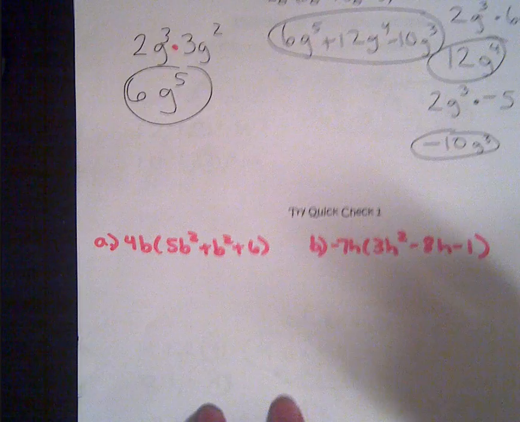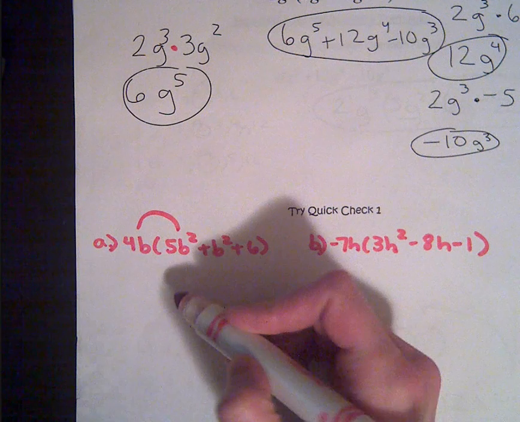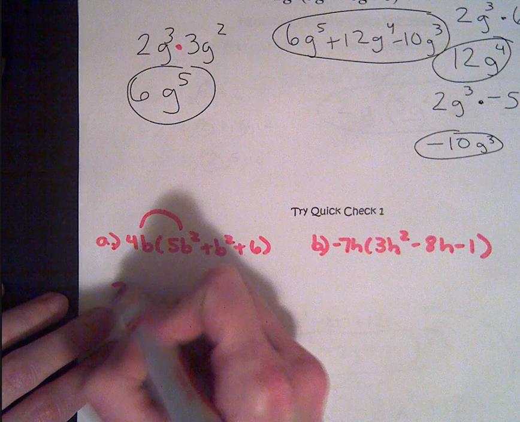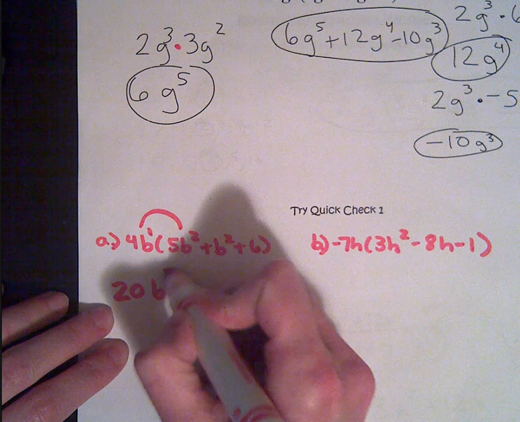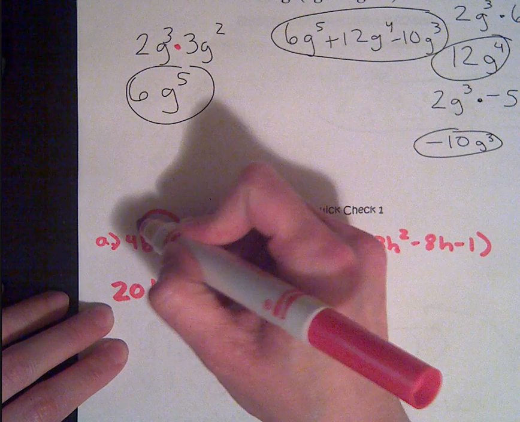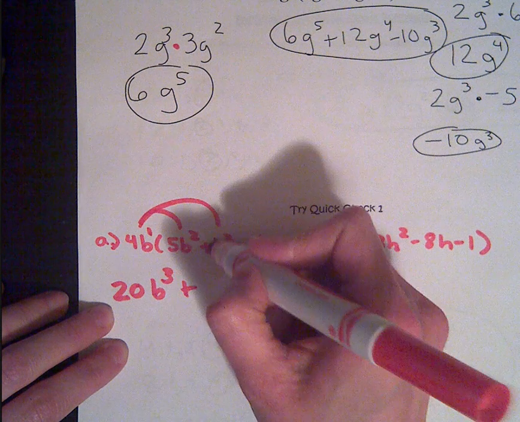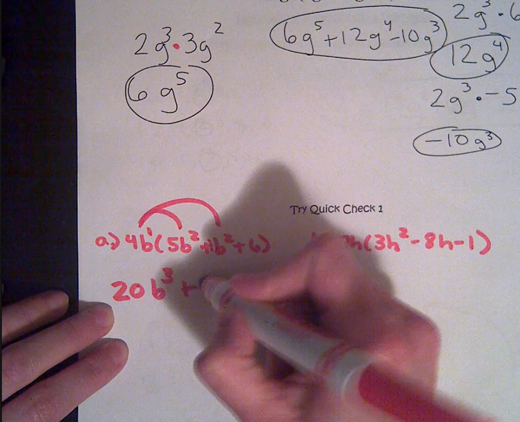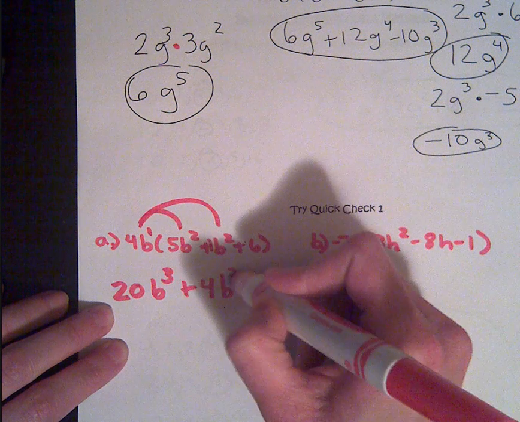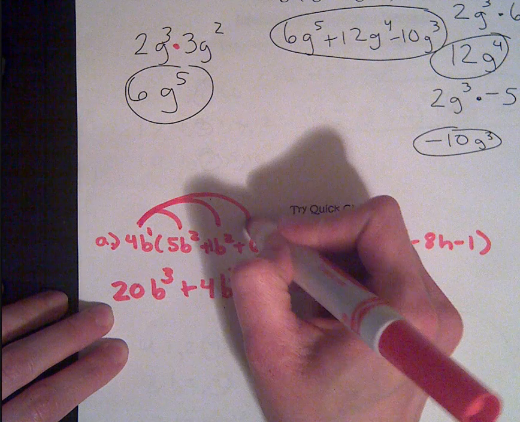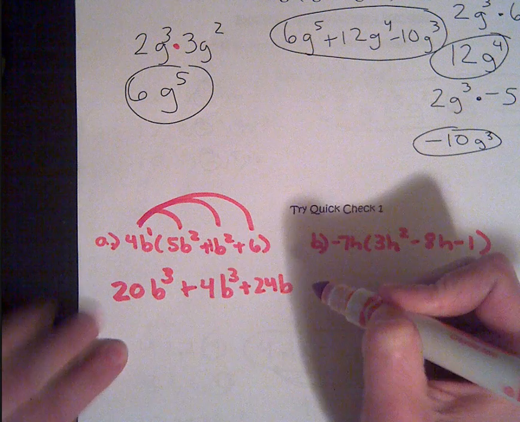On the first one, 4b times 5b squared. So 4 times 5 is 20, and this is really b to the first, so 1 plus 2 is 3, b to the third. Plus 4b to the first times b squared. Remember, this is like 1b squared, so 4 times 1 is 4. Now I add that up, 1 plus 2 is 3. Then 4b to the first times 6, so 4 times 6 is 24b. So that's what you should have had for the first one.